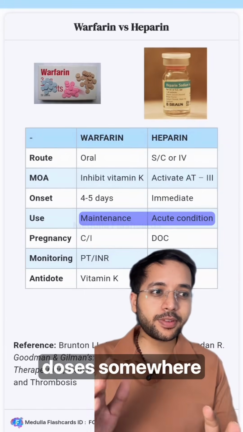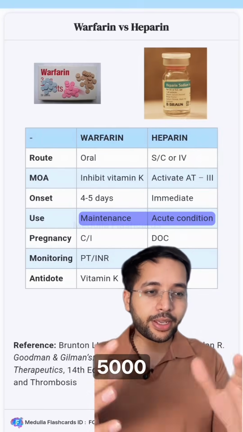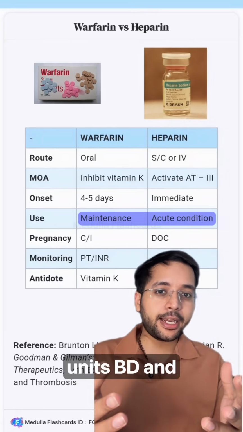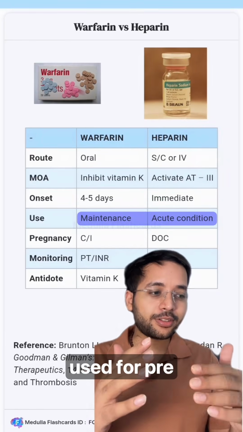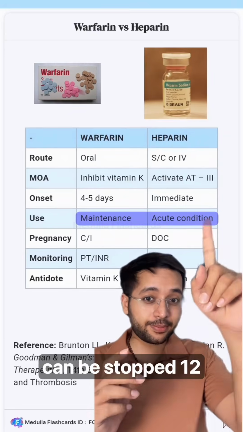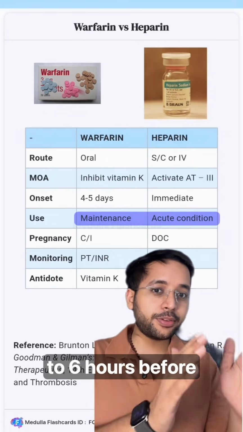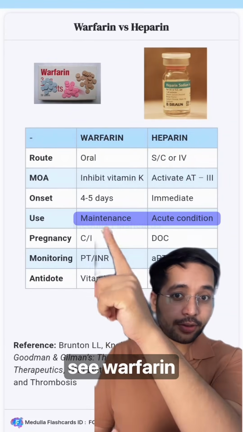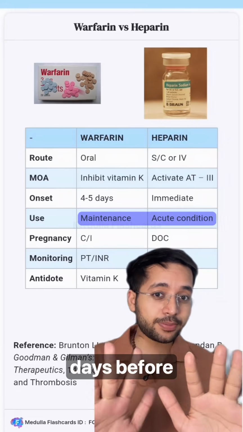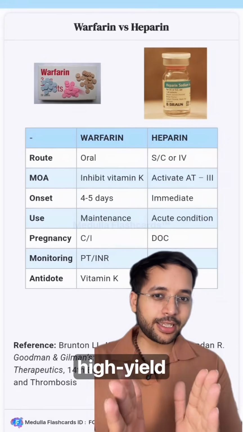Usually the dose is somewhere around 2,500 to 5,000 international units BD, and this is usually used for pre-surgery prophylaxis because it can be stopped 12 to 6 hours before the surgery. Whereas warfarin has to be stopped 5 days before surgery. So it's a very high yield question.